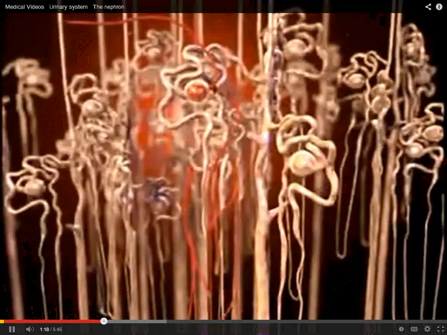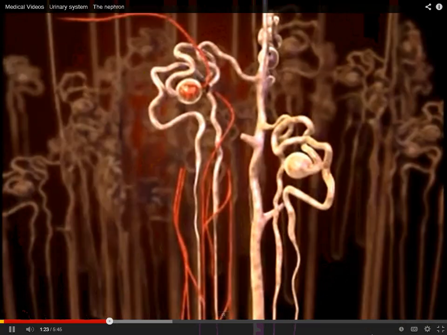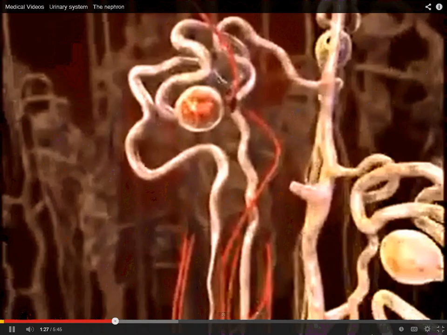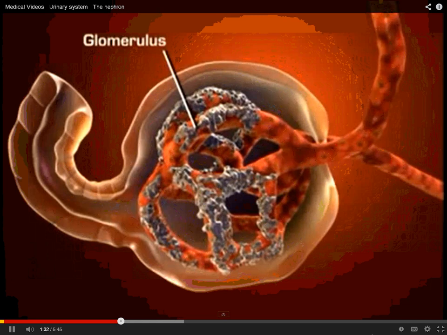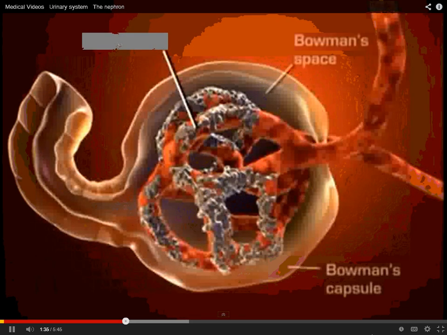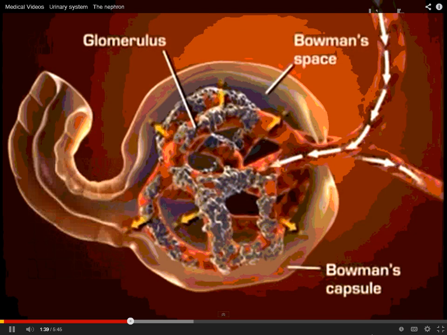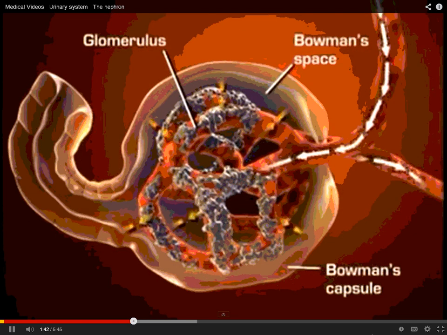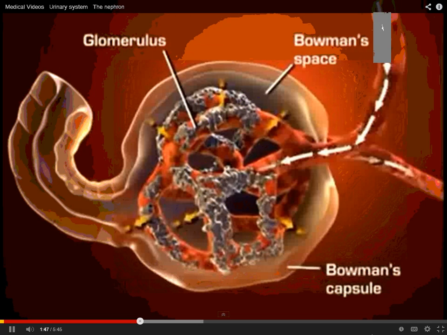Nephrons are the functional units of each kidney and consist of a glomerulus and a system of tubes. With a unique high-pressure massive capillary network, the glomerulus is encased in a double-walled capsule called Bowman's capsule. The space inside the capsule and surrounding the glomerulus is called Bowman's space.